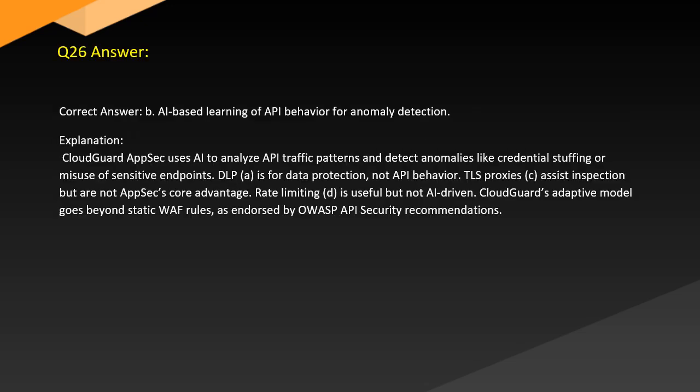Answer. Correct answer B. AI-based learning of API behavior for anomaly detection. Explanation. CloudGuard AppSec uses AI to analyze API traffic patterns and detect anomalies like credential stuffing or misuse of sensitive endpoints. DLP, A, is for data protection, not API behavior. TLS proxies, C, assist inspection but are not AppSec's core advantage. Rate limiting, D, is useful but not AI-driven. CloudGuard's adaptive model goes beyond static WAF rules, as endorsed by OWASP API security recommendations.